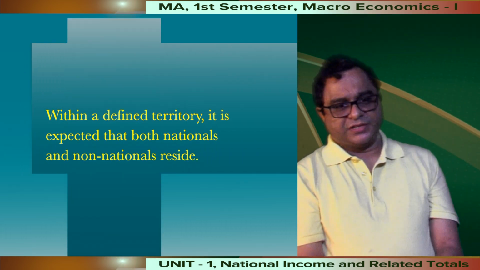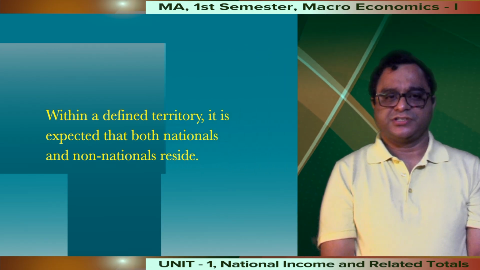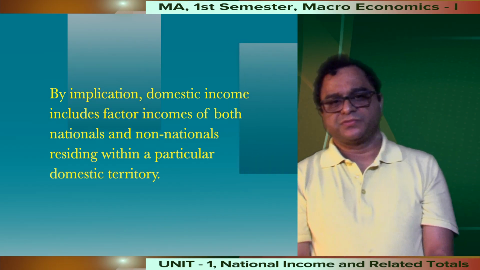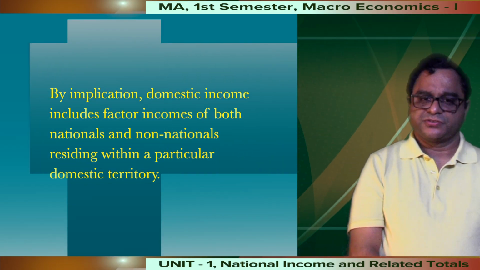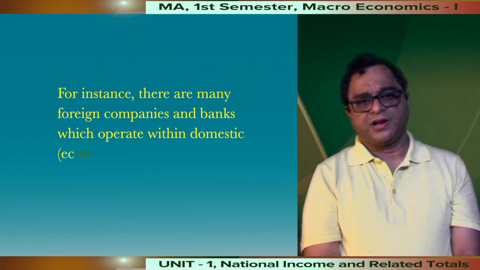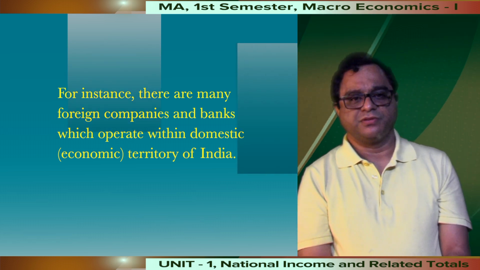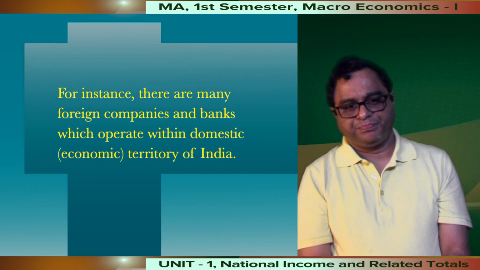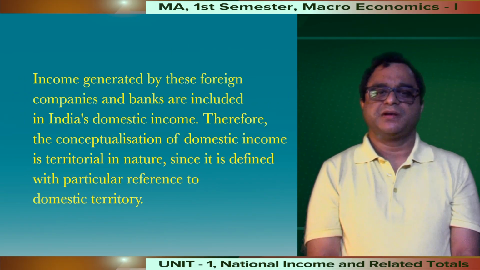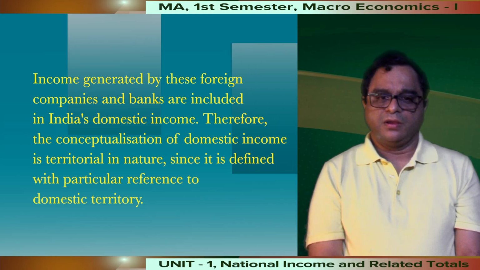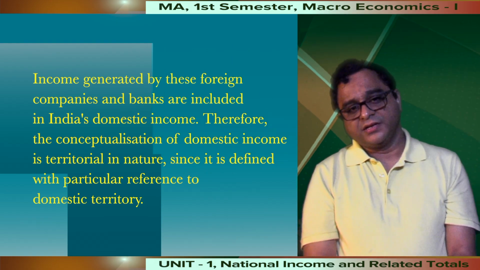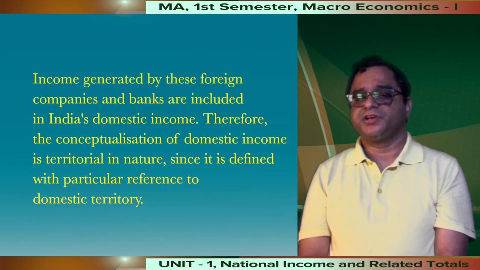Within a defined territory, it is expected that both nationals and non-nationals reside. By implication, domestic income includes factor incomes of both nationals and non-nationals residing within a particular domestic territory. For instance, there are many foreign companies and banks which operate within domestic territory of India. This means income generated by these foreign companies and banks are included in India's domestic income. Therefore, the conceptualization of domestic income is territorial in nature, since it is defined with particular reference to domestic territory.